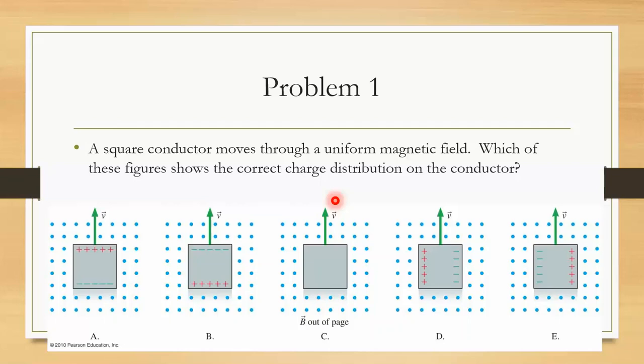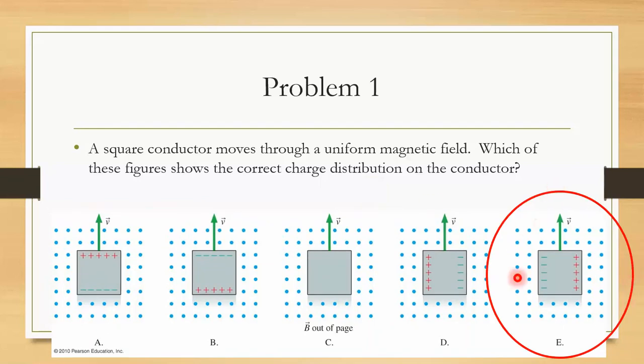So let's see an example of just what it looks like. Let's say we have a square conductor moving through a uniform magnetic field. Which of these figures shows the correct charge distribution on the conductor? You're going to use your right-hand rule to figure out which direction the charges will feel a force. Your thumb should point in the direction of V, your first finger should point in the direction of the magnetic field, and you should get a force that's going to the right. A force going to the right is going to make your positive charges go to the right. So the answer is E. Positive charges have a force pushing them to the right.